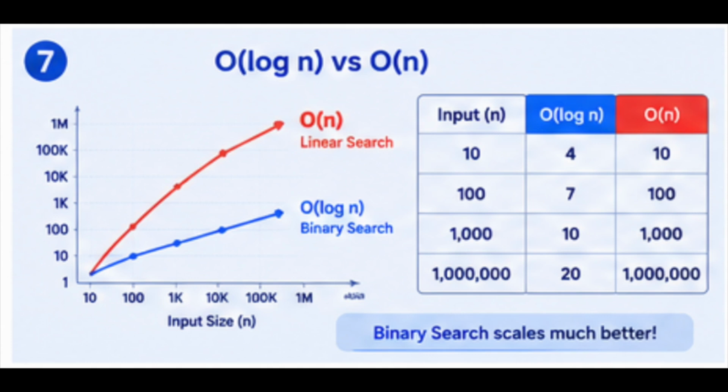This is why interviewers don't just ask, can you solve this problem? They also ask, can you solve it more efficiently? A candidate who knows both linear search and binary search may produce the same answer, but the candidate who chooses binary search demonstrates stronger algorithmic thinking.